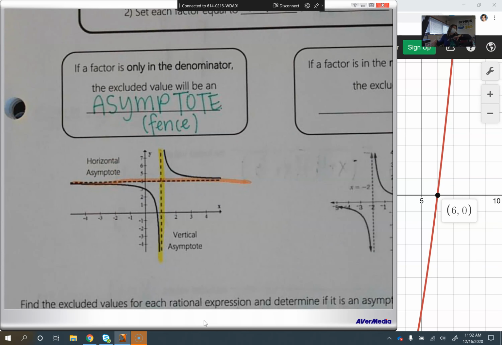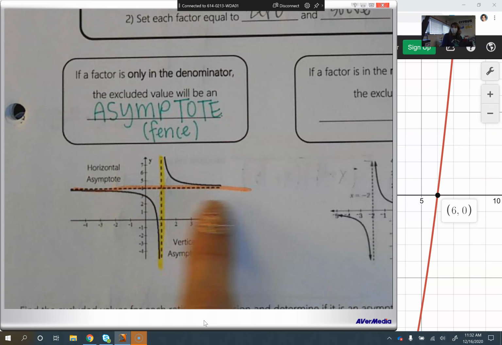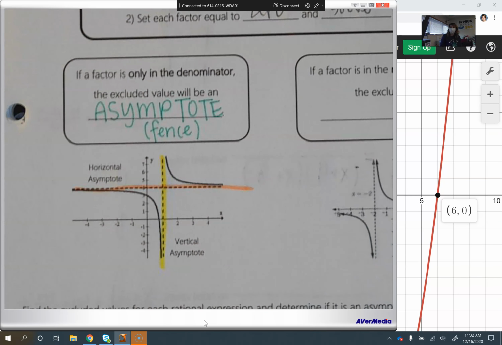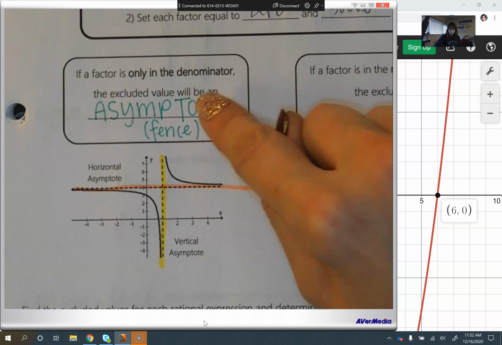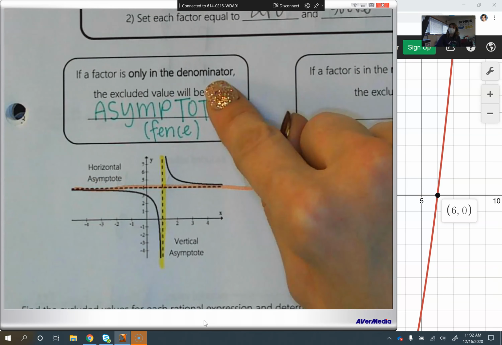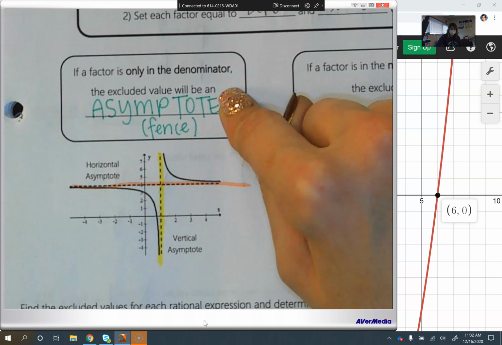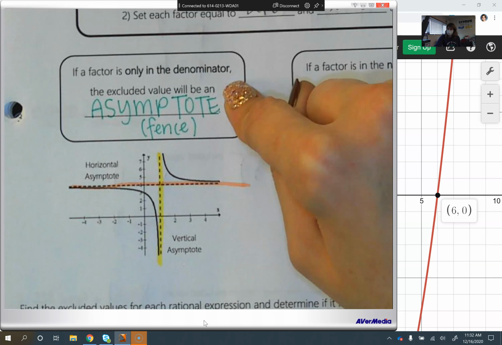It's like a barbed wire electrocution fence. Like, what is it called when it can electrocute you? An electrical fence? That doesn't sound right. But you'll explode if you touch it. And so will the graph. So these fences, the graph cannot touch those fences. So notice that the graph avoids it. Do you see what I'm saying? So this happens if the excluded value is only in the bottom.